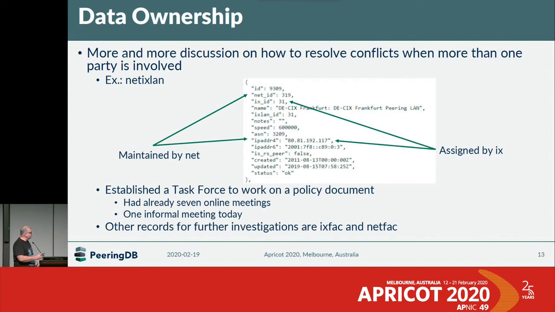And what might happen is that there is a conflict over here, so that a network puts in a record, and both the network and the IX do not agree on the IP address for whatever reason. And therefore, we have to have something, conflict resolution. And this is why we have the data ownership task force. And this task force works since Terry, since when?